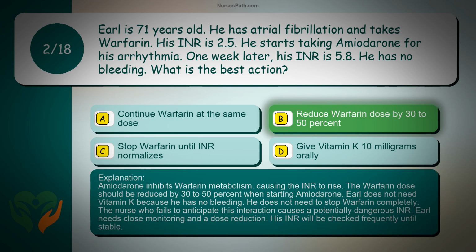Amiodarone inhibits warfarin metabolism, causing the INR to rise. The warfarin dose should be reduced by 30 to 50% when starting amiodarone. Earl does not need vitamin K because he has no bleeding. He does not need to stop warfarin completely. The nurse who fails to anticipate this interaction causes a potentially dangerous INR. Earl needs close monitoring and a dose reduction. His INR will be checked frequently until stable.